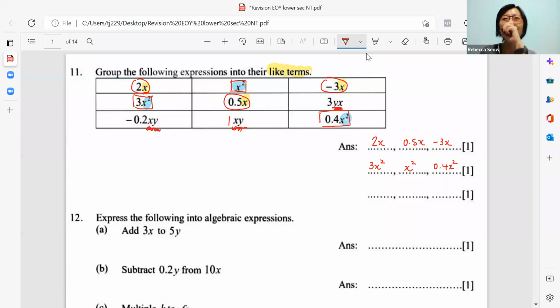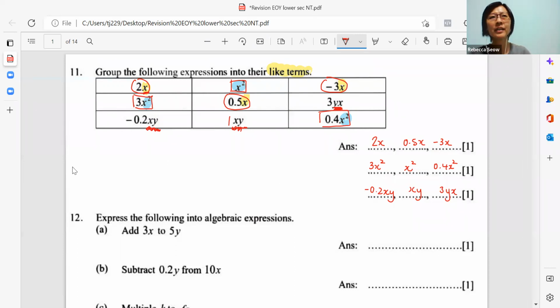But you might ask, how come it's yx, not xy? Is there a typo error? Actually, no. When you have xy together, it's actually the same as yx. You can switch the letters around and they are actually the same. So the last three like terms will be negative 0.2xy, xy itself, and 3yx. Okay, so that's for the first question.